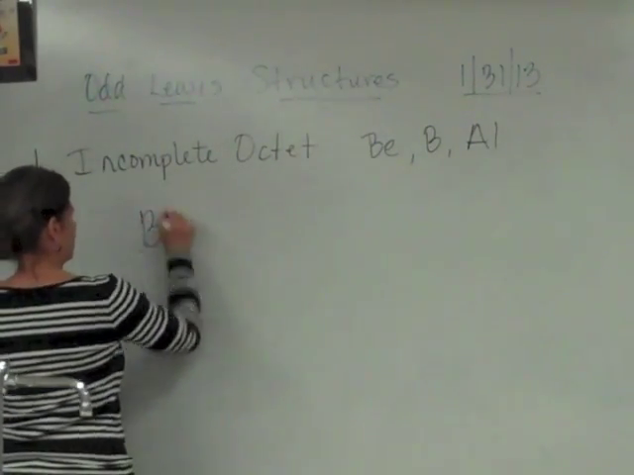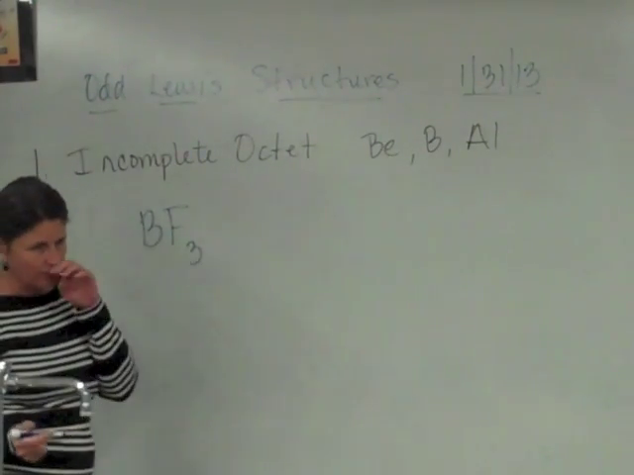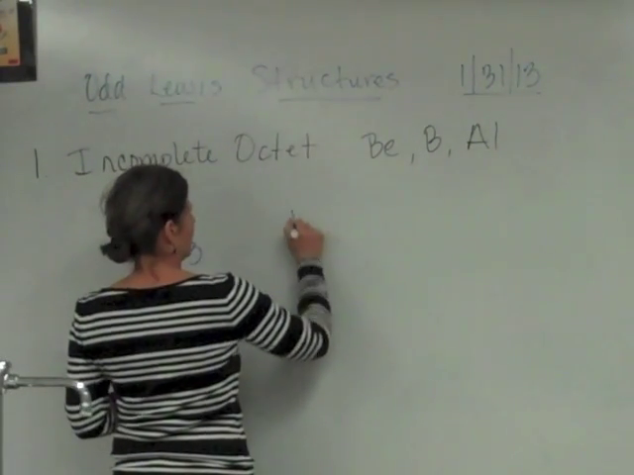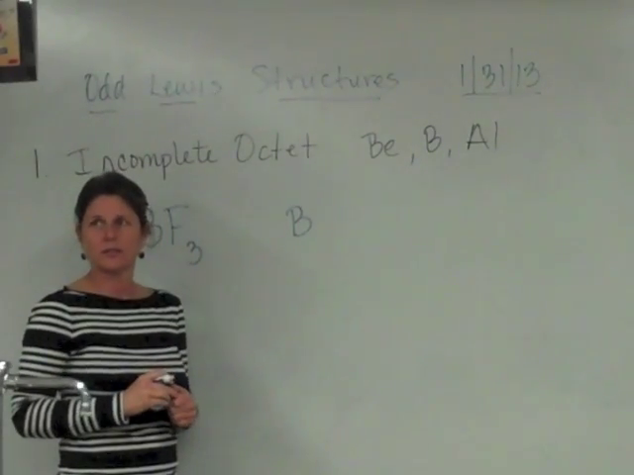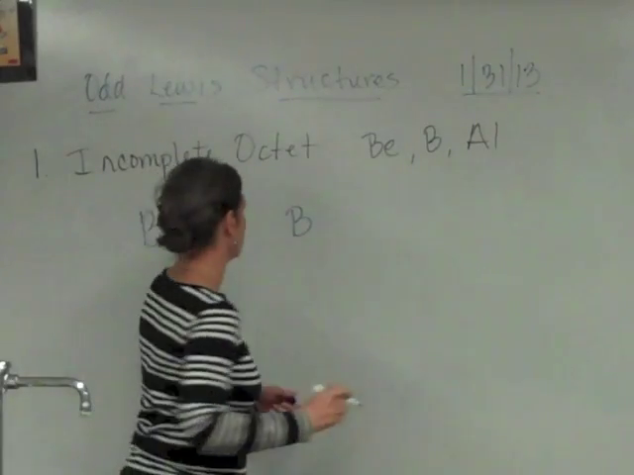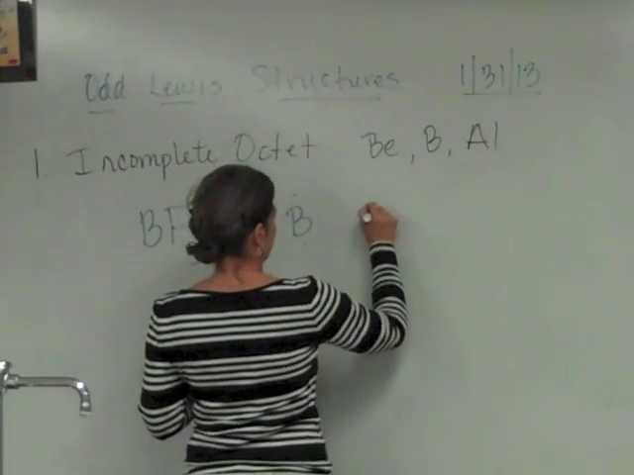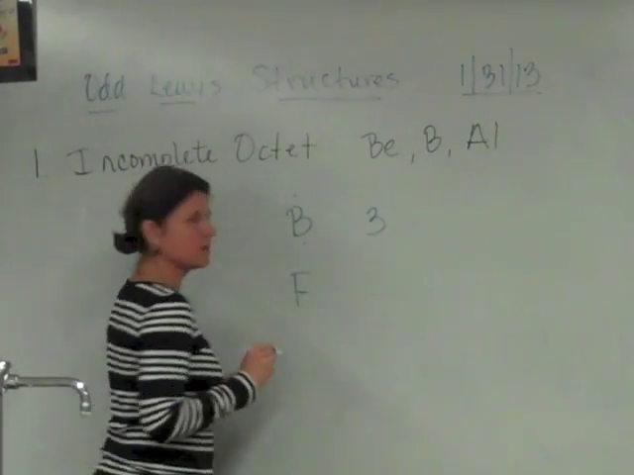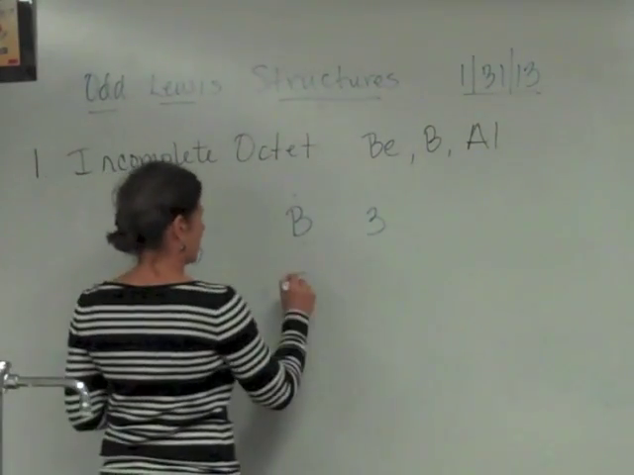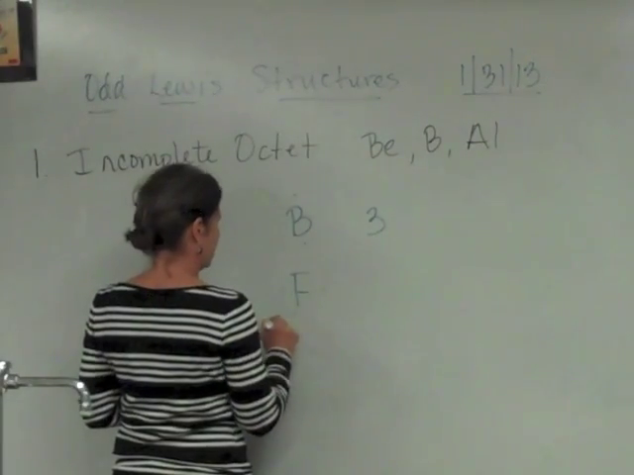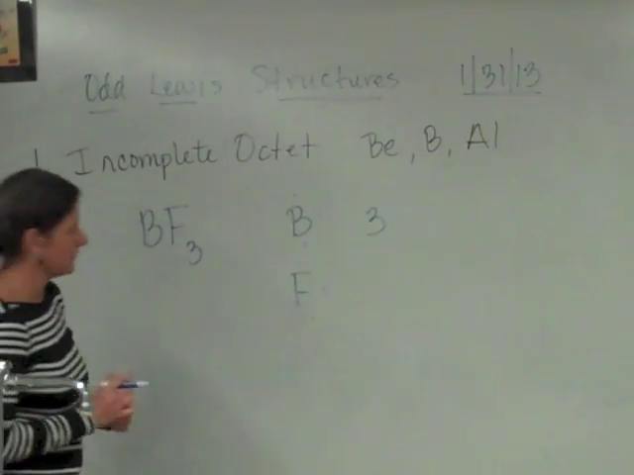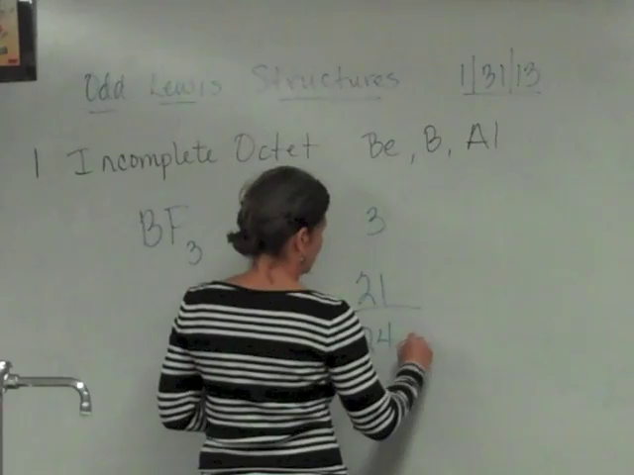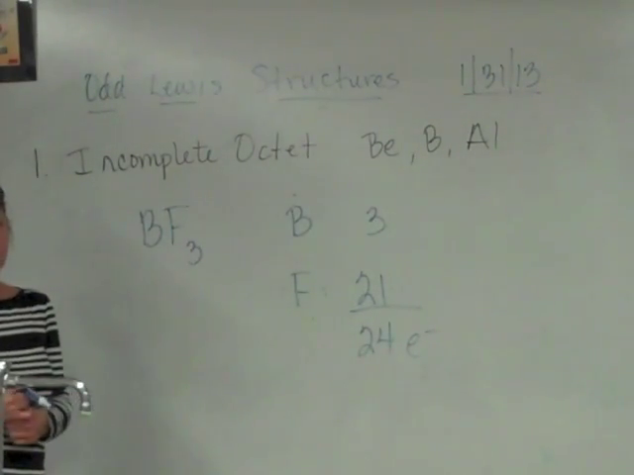All right, so let's do an example of boron. BF3. Okay, so the first thing that we need to do is, all right, so what's the Lewis symbol for boron? Boron has got how many valence electrons? Three valence electrons. One, two, three. So we've got three electrons coming from boron. And fluorine, the Lewis symbol for fluorine. Fluorine has seven valence electrons. And we've got three of them. So we've got 21 electrons that we need to account for from fluorine. So that means, you guys, we've got a total of 24 electrons that need to be accounted for in our compound.